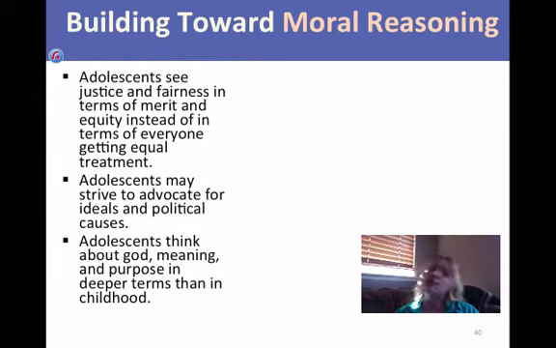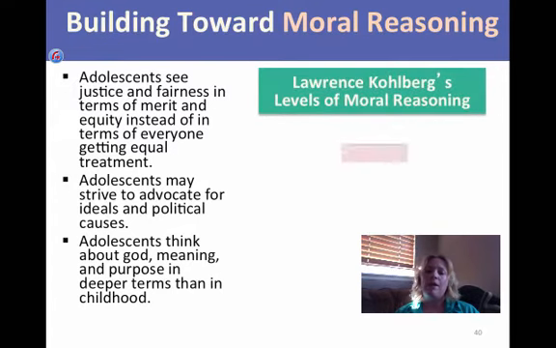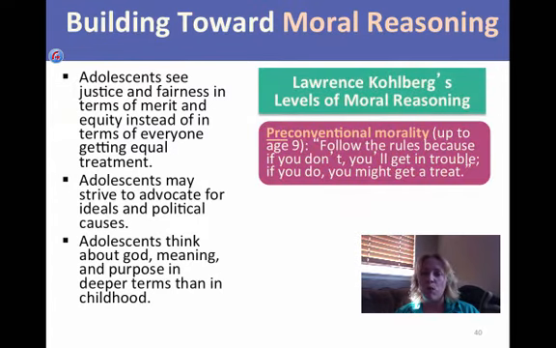So, in his studies on adolescent development, Lawrence Kohlberg came up with what he called his levels of moral reasoning. There are three of them. There's pre-conventional, which is up to about age 9. Basically you follow the rules because if you don't, you get in trouble, and if you do, you might get a treat. So very simplistic: you avoid punishment or gain rewards.